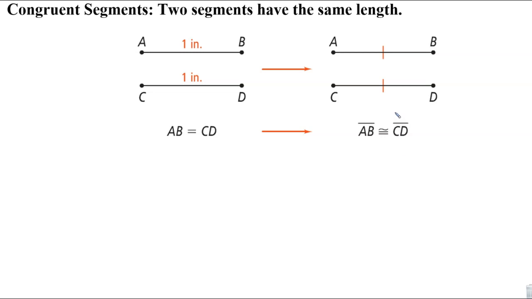Now, as far as marking congruent segments, what we'll do is we'll put an equal number of tick marks on the two segments. So since both of these segments, AB and CD, have a single red tick mark through them, I know they're congruent. Or if they both had 3 red tick marks through them, I know they're congruent as well. Okay, that'll be a way we can show congruence without showing the actual length like we have on the left here.